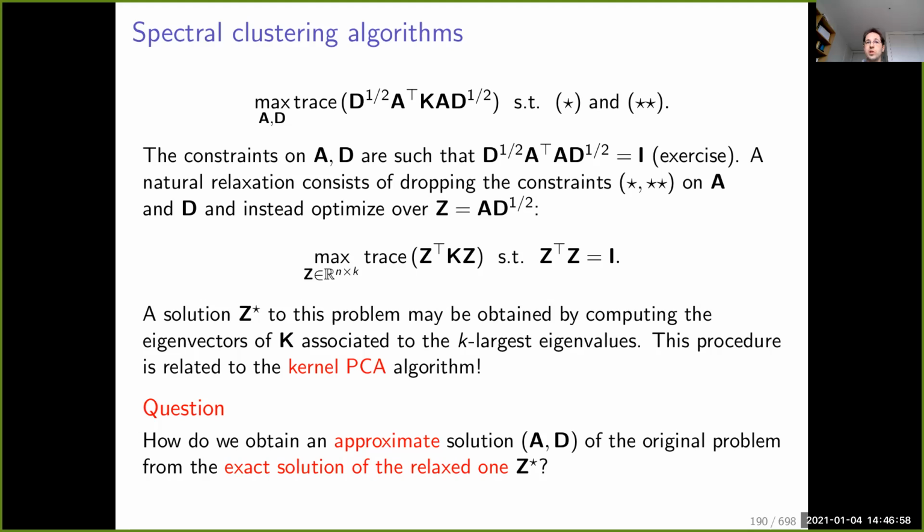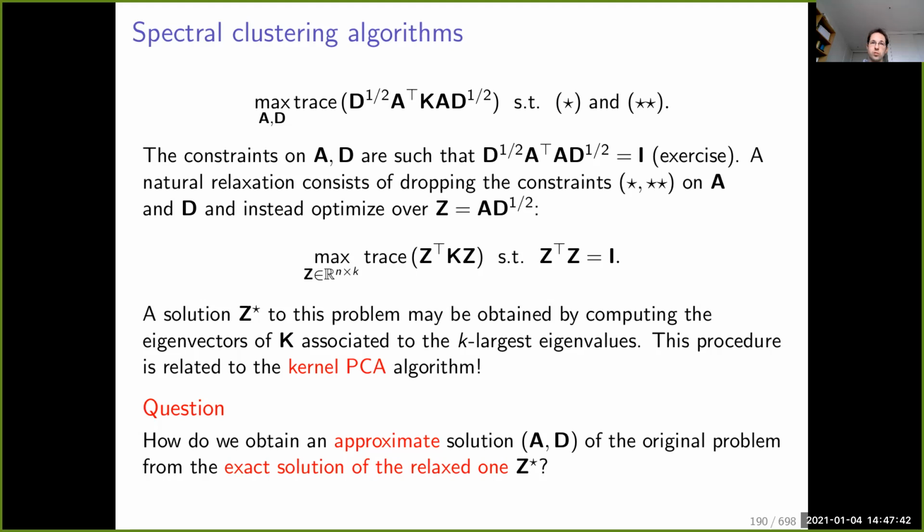Now there is a question for you. We have relaxed the kernel k-means objective, and we turned it into something that we know how to solve, which is an eigenvalue problem. After you obtain this matrix Z, which is of size n times k, how do we obtain a clustering? Because Z is simply a matrix. So how do we obtain an approximate solution A of the original problem from the exact solution of the relaxed problem? We call this solution Z star. And for that, it's not something obvious, in fact.